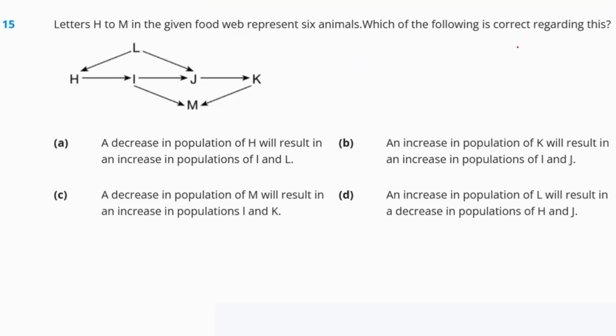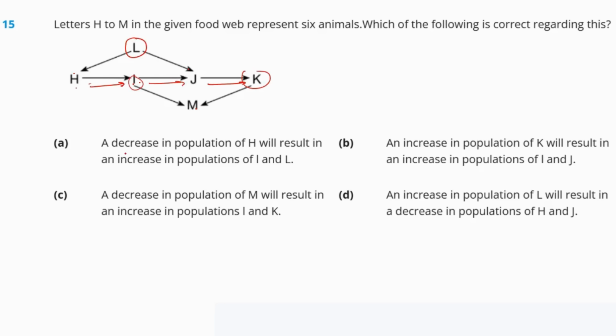Which of the following is correct regarding them? So here, H, I, J, K, L, M, these are the 6 animals. L is feeding on H and J. H is eaten by L. I is eaten by J and J by K, and M is eaten up by I and K over here.